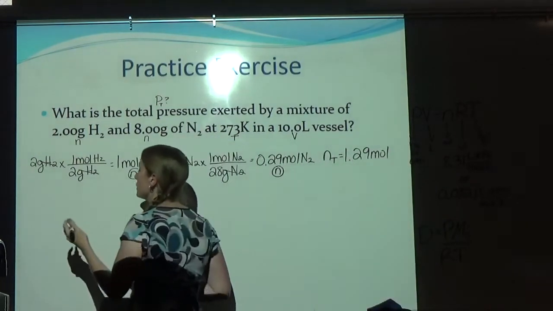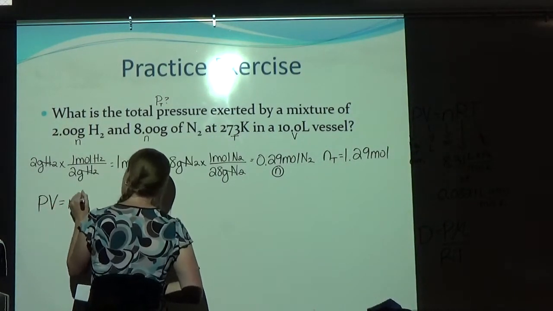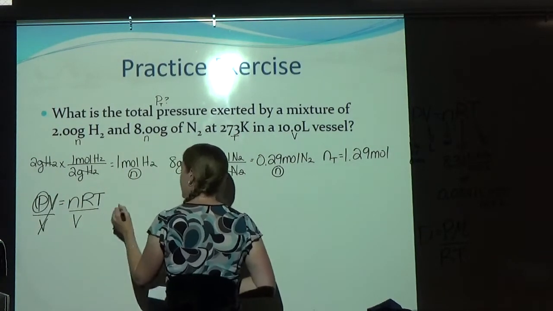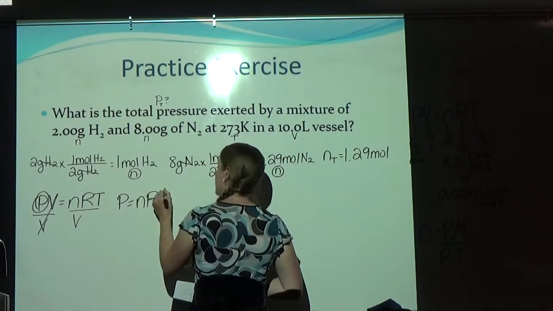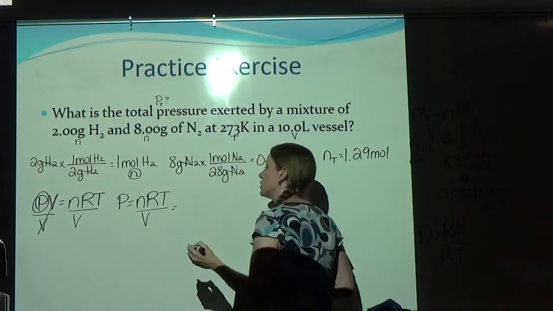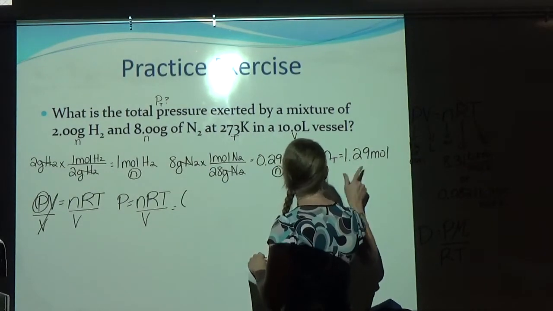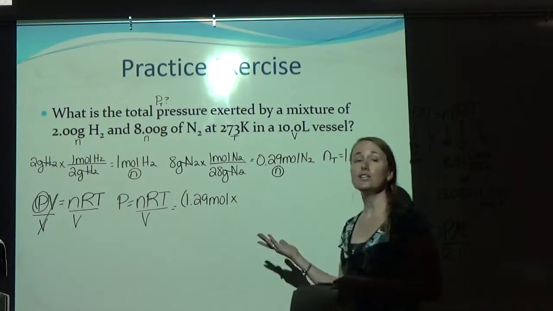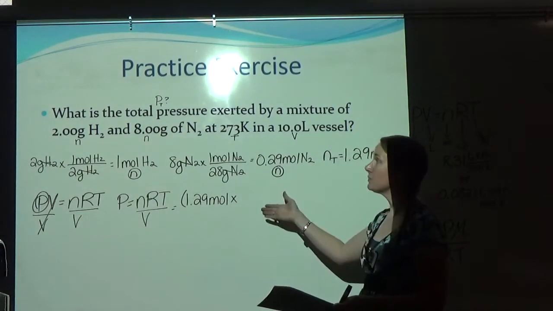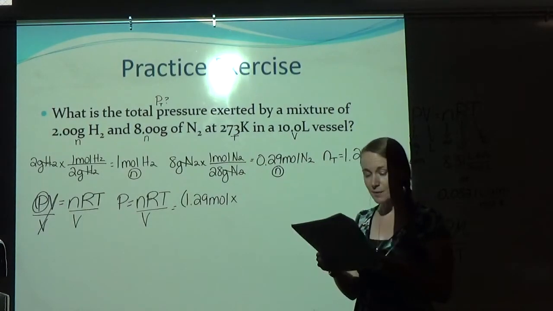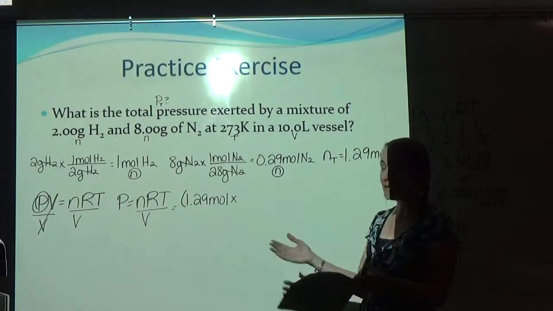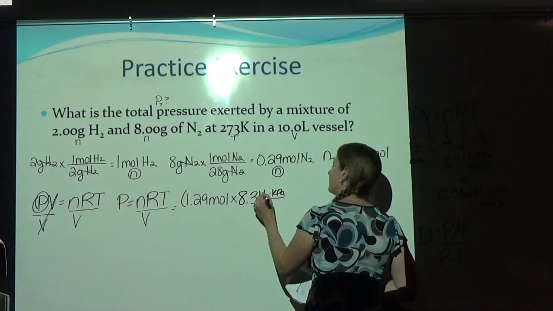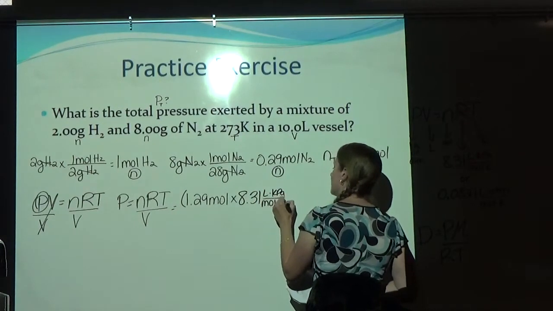I'm looking for pressure, so I start with PV equals nRT. I'm solving for P, so I divide both sides by V. So pressure is n times R times T over V. So I just plug in. My total n is 1.29 moles. My R value, again, you could use either R value. It just depends on if you want your pressure to be in atm or kPa. I chose to do kPa again. So I used 8.31 liters times kilopascals over moles times Kelvin.